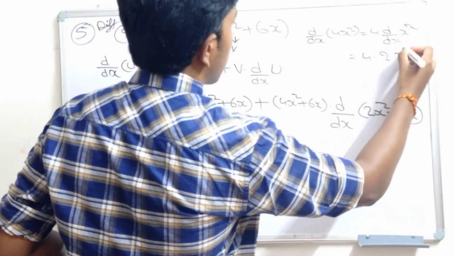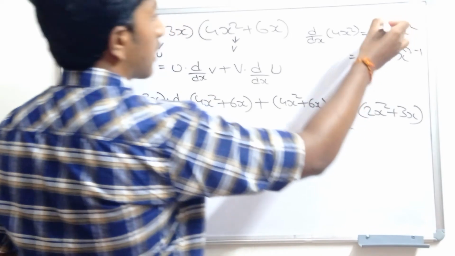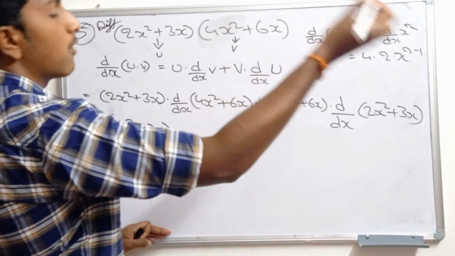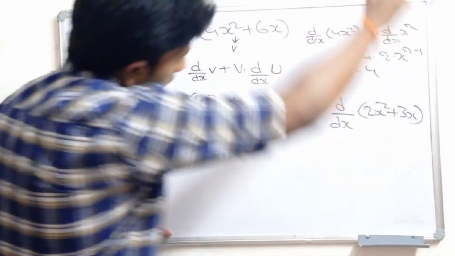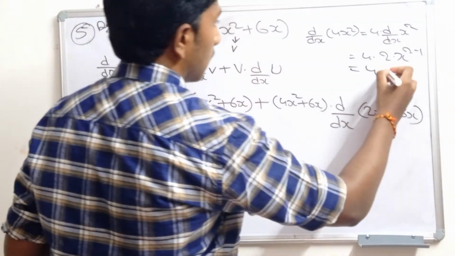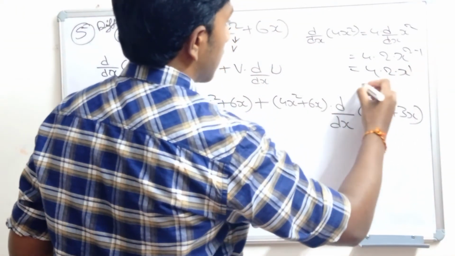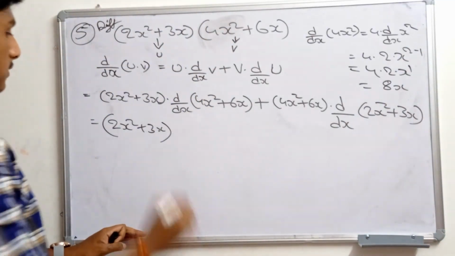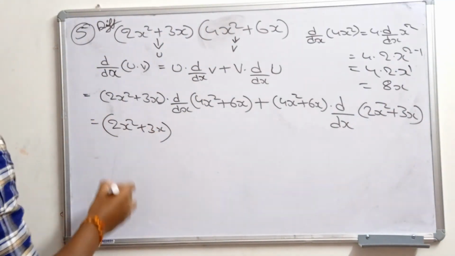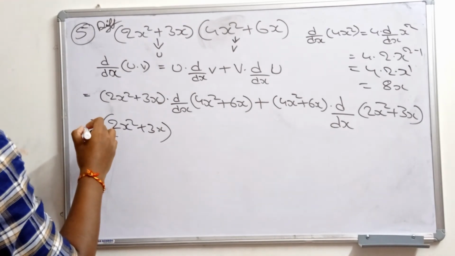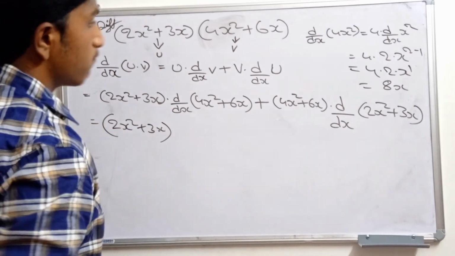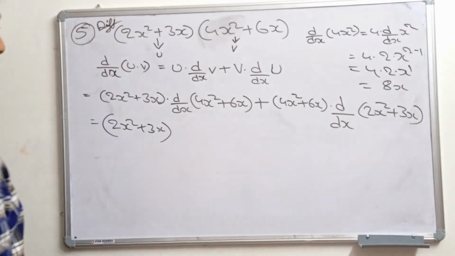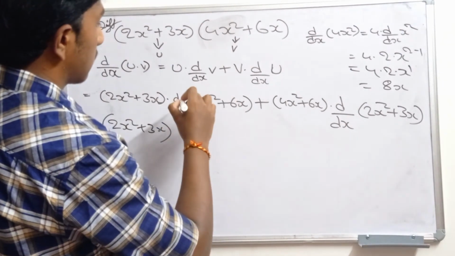2 into x power 2 minus 1, because x into x power n means n into x power n minus 1. 4 into 2 minus 1 means 1. 4 2s are 8, 8x. Okay guys, 2 will get outside. 2 2s are 4, 4x square.